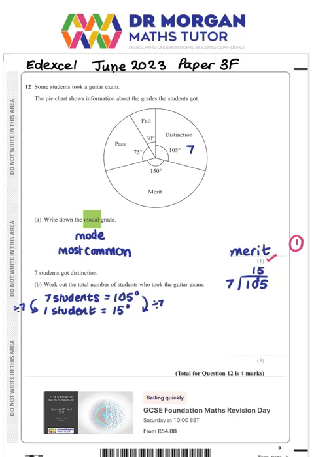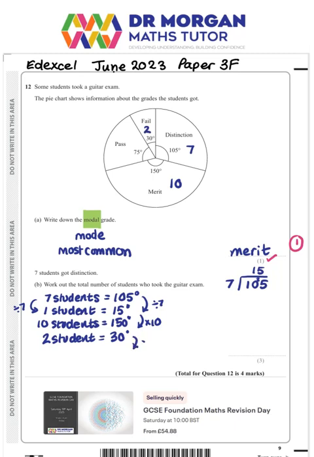Now, I can see that there's 150 degrees there that's got a merit, so I think that if I multiply that by 10, I've got 10 students there that got a merit, so I'm just going to pop 10 in there. I also know that if 1 student was 15 degrees, 2 students must be 30 degrees, because of course that's twice as big. So I'm going to pop 2 in the 30 degrees category.